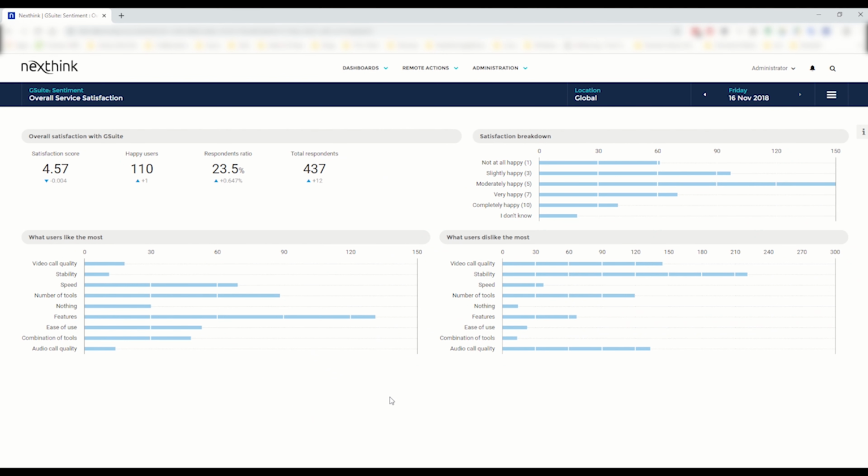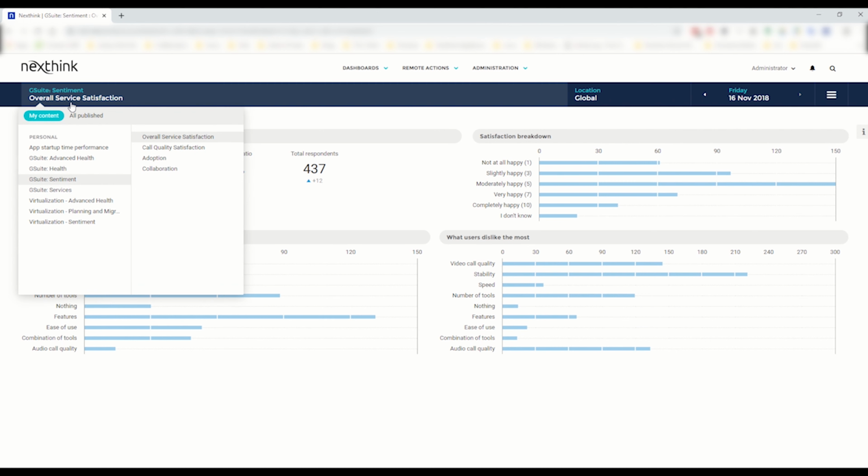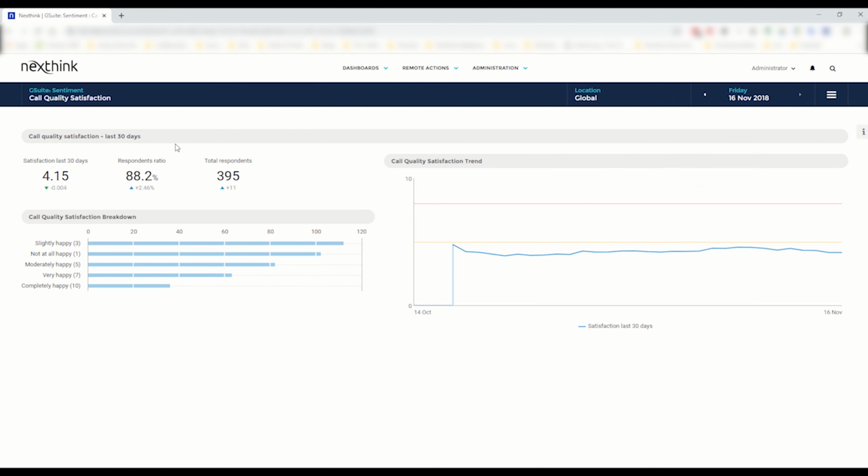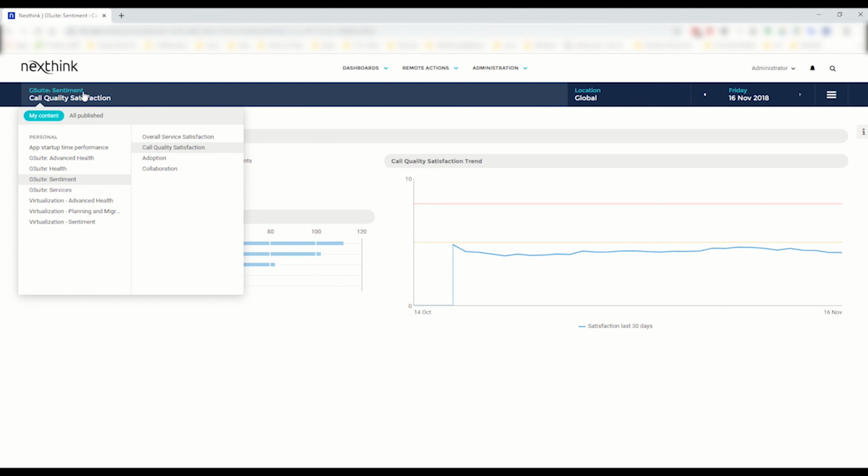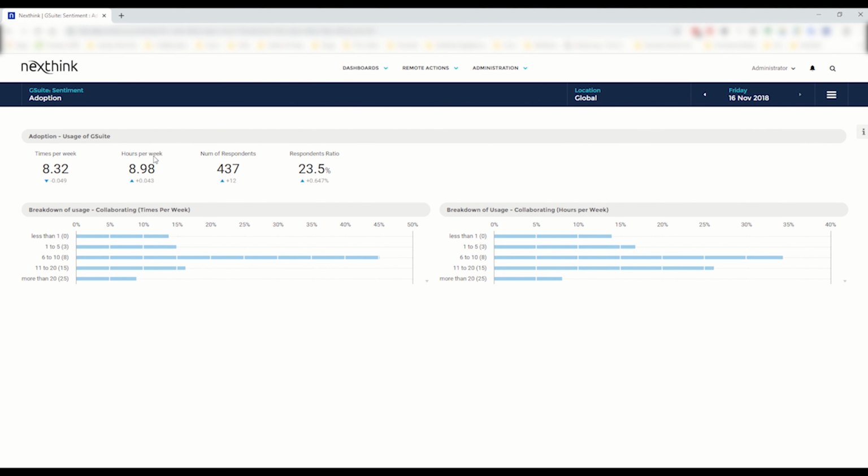We don't stop with the overall service satisfaction. We look individually at which services people are not liking or liking, and we look at other aspects. We can look at the satisfaction of the call quality and see how that's been trending over the last 30 days. We could look at how much people are adopting the solution. So as well as the technical measurements that we can take from the other parts of the solution pack around how much the users are technically interacting with the windows, we can ask them, how much are you actually using this solution? How many times per week? How many hours per week?